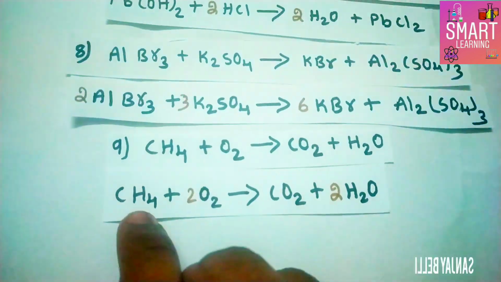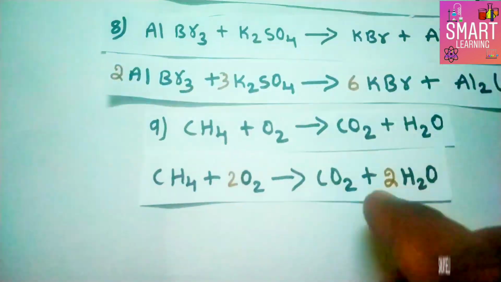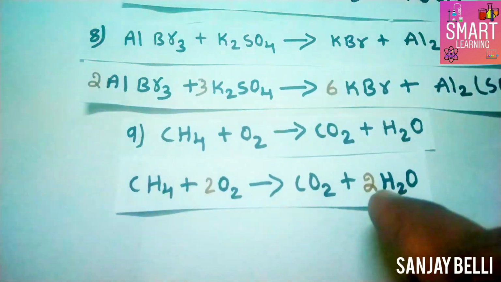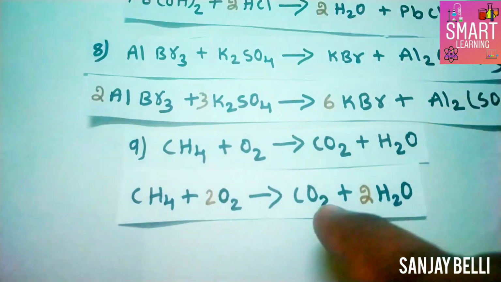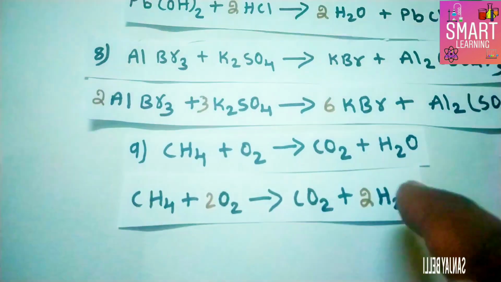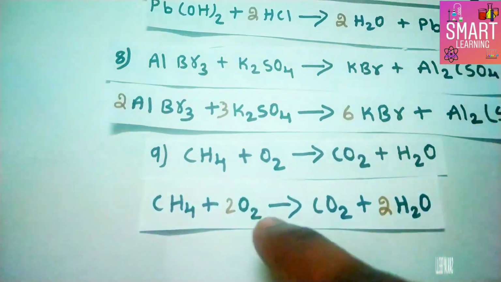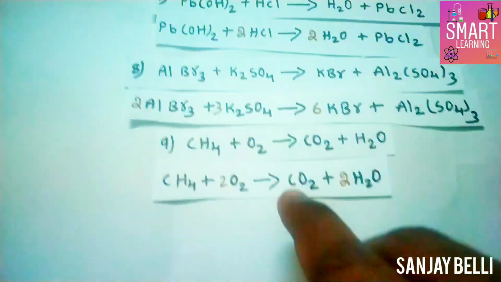Okay, this is your answer. Here H4 it was there. So I kept here 2. 2 2s are 4 hydrogens, and oxygens here 2, here 2, 2 plus 2, 4. So I kept here 2, so 2 plus 2 it will become as a 4.